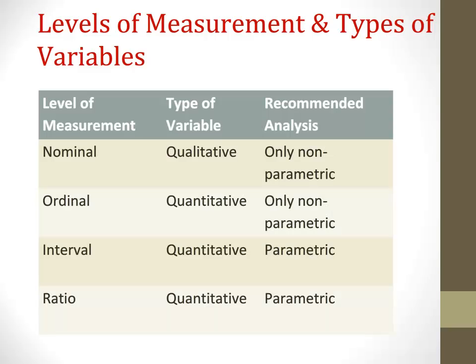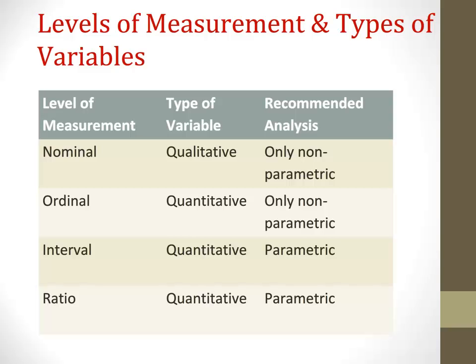The level of measurement, or type of variable, as you can see here, also determines the choice of the inferential statistic completed, whether or not a nonparametric or parametric analysis is used. Here you'll see that nominal and ordinal levels of measurement can only be analyzed using nonparametric analyses. Interval and ratio levels of measurement, which are both quantitative, can be analyzed using parametric analyses.